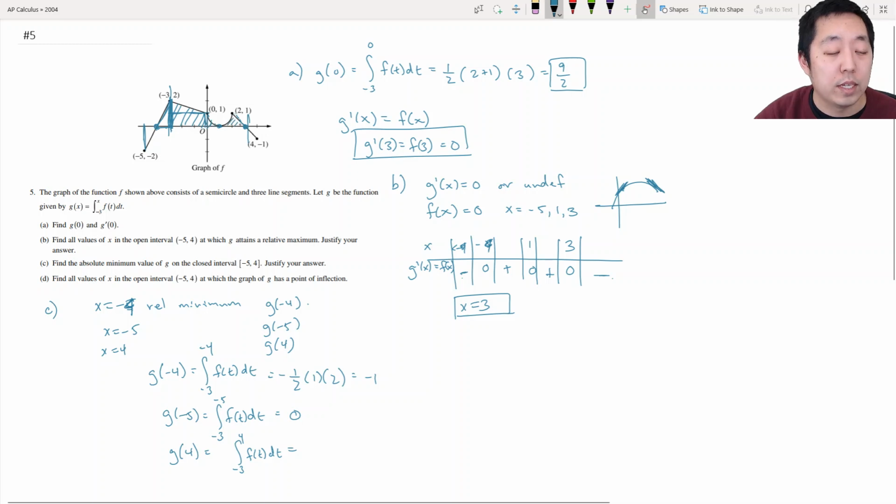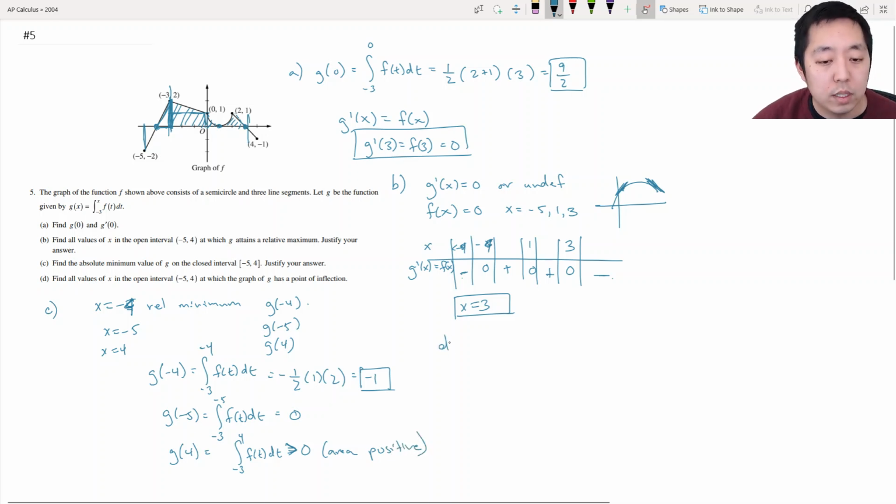This area is going to be positive, by the way. I'm actually not going to calculate it. I just know it's going to be greater than 0. So this is the smallest one. So the absolute minimum value is negative 1, because this is going to be greater than 0 because the area is positive.